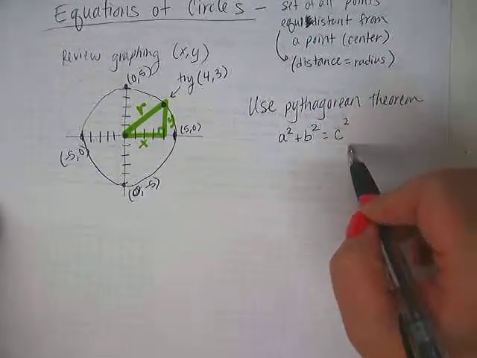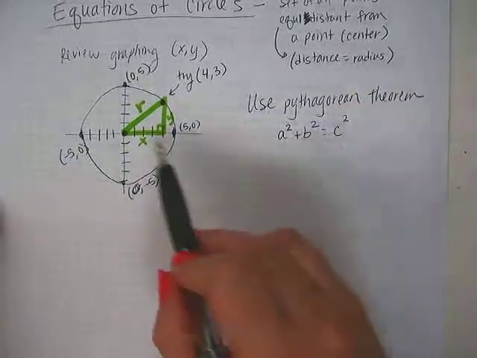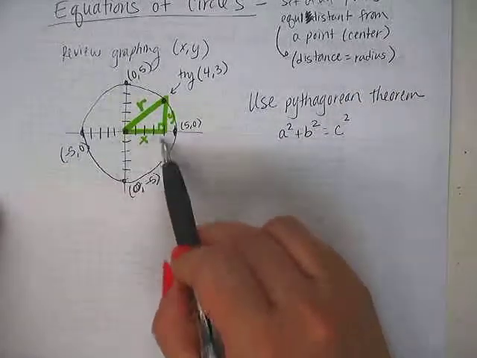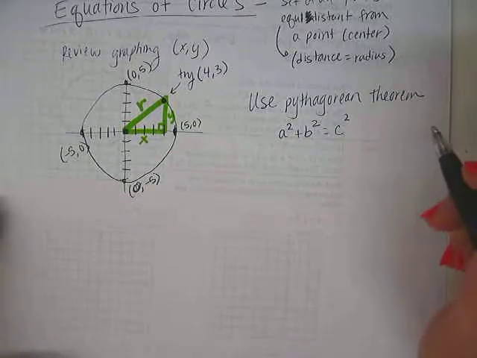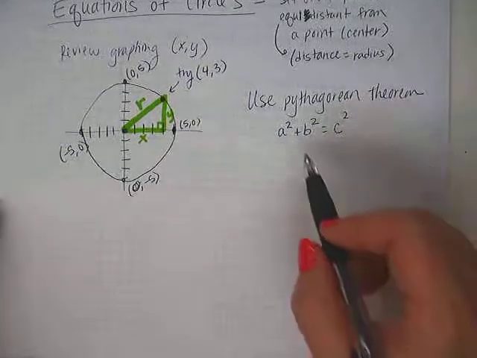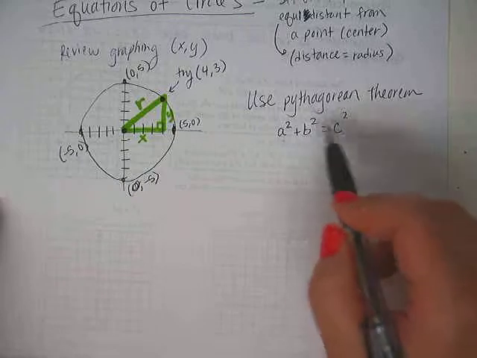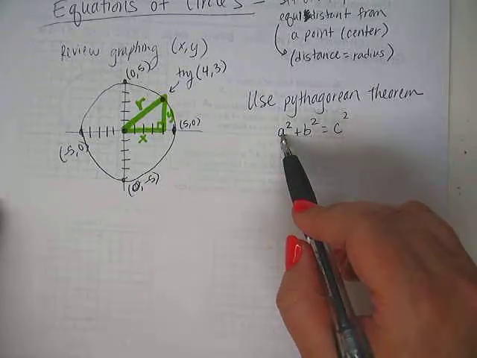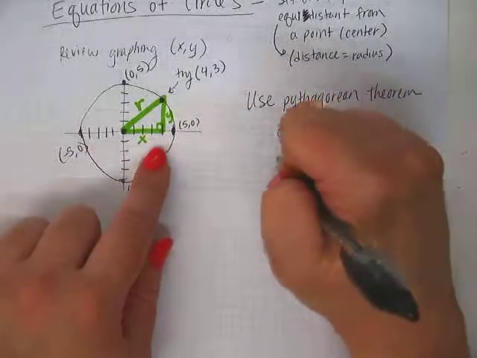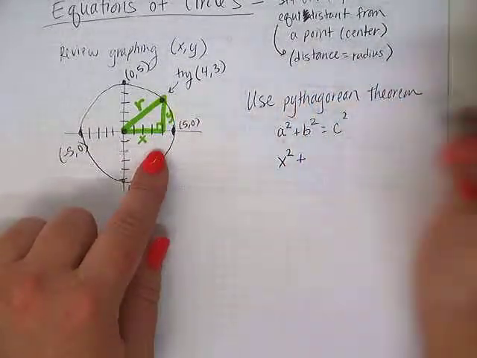Okay. So the Pythagorean theorem is a squared plus b squared equals c squared, which means the legs of a triangle squared is equal to the hypotenuse squared, correct? Correct. But in our triangle over here in our picture, did we use a, b, and c? No. What did we use? We used x, y, and r. So instead of a, b, and c, let's change them for x, y, and r.